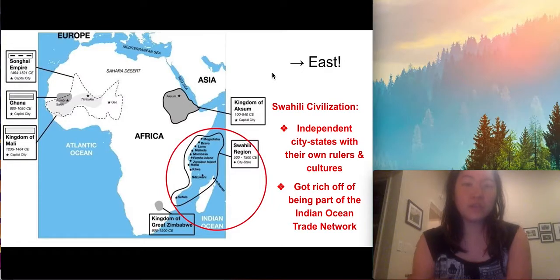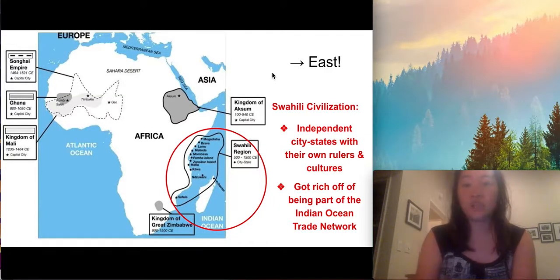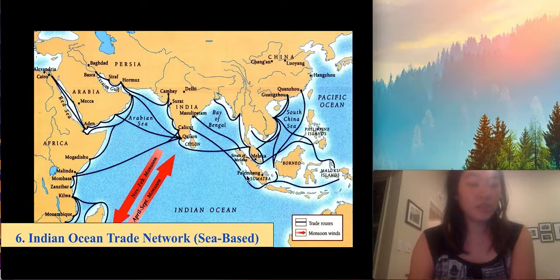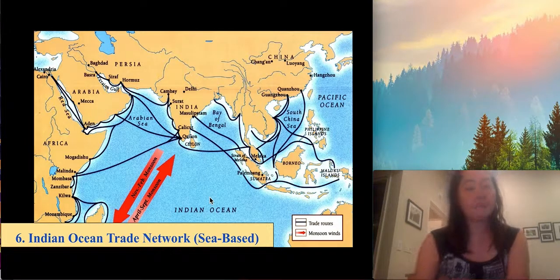Okay, now that we've talked about West Africa, let's move on to East Africa, the Swahili civilization. So the Swahili civilizations were a bunch of independent city-states, each with their own rulers and very different cultures. They all are similar in that they got rich off of being part of the Indian Ocean Trade Network. This is the Indian Ocean Trade Network, as you can see. And you can see that East Africa is right here in these different city-states, and it connects with the Middle East, India, China, and Southeast Asia.